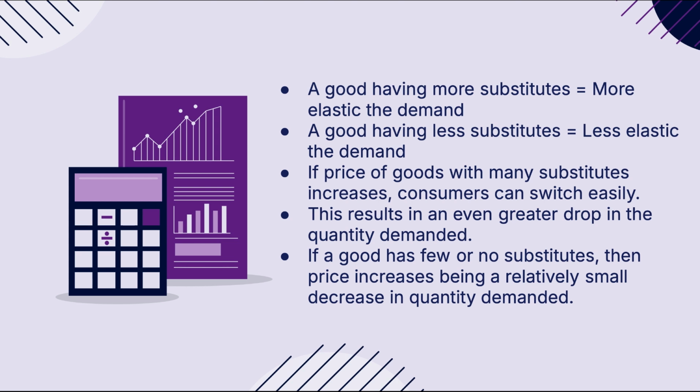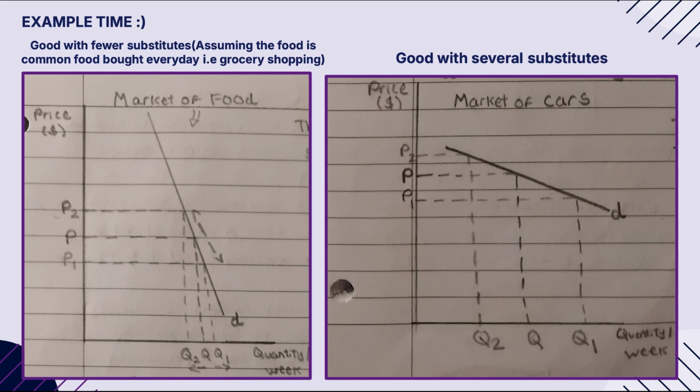But now if a good or service has few or no substitutes, an example of this is gasoline, then an increase in price will bring forth a relatively small drop in quantity demanded. So I hope that makes a little bit of sense, but we can try to understand this concept more with example time.